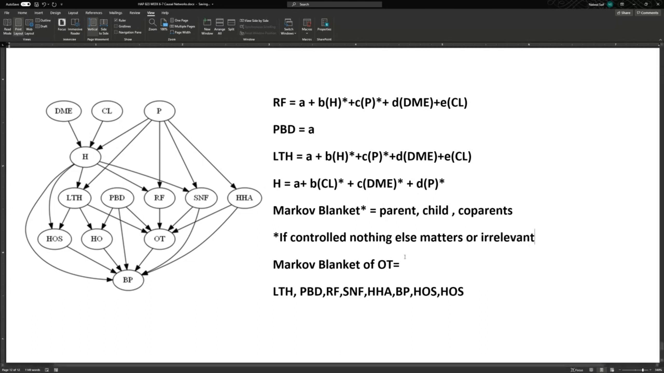So the Markov blanket for OT, would this be correct here? It would be 1, 2, 3, 4, 5, plus the child, which is BP, plus the co-parents of the child BP, which would be HO, HOS, ONH. And that would be it? That would be it. That would be the Markov blanket. Okay. And what about DME, CL, and P? Those are all irrelevant. Yep. Okay. So that's the network terminology.